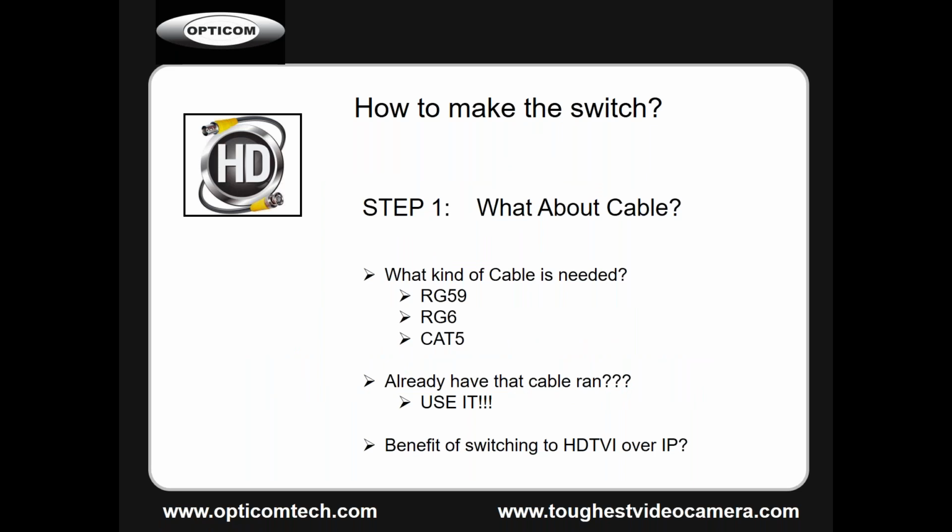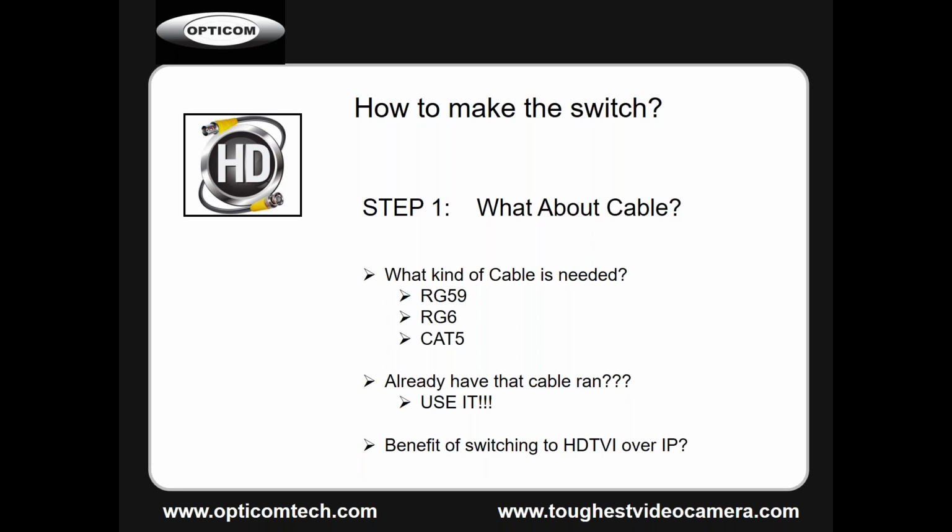Step one, the cable. The big perk of HDTVI versus going into an IP, if you already have an existing analog system, is that we have the cable there. So what kind of cable is needed? If you have RG59, RG6, Cat5, any of those already run, you want to use that cable. This is a huge, huge benefit of HDTVI versus an analog system. The big perk is that it still runs on a BNC cable.